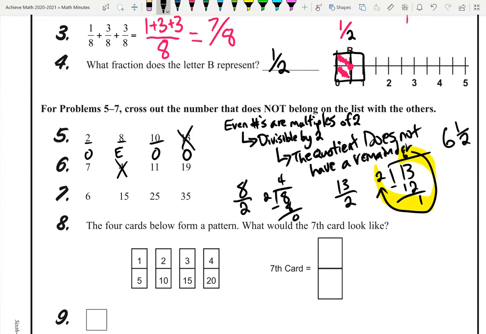Number 7, this is a little more subtle. You can go ahead and say even, odd, odd, odd. You can also notice that 15, 25, and 35 all have a factor of 5. They're all multiples of 5.